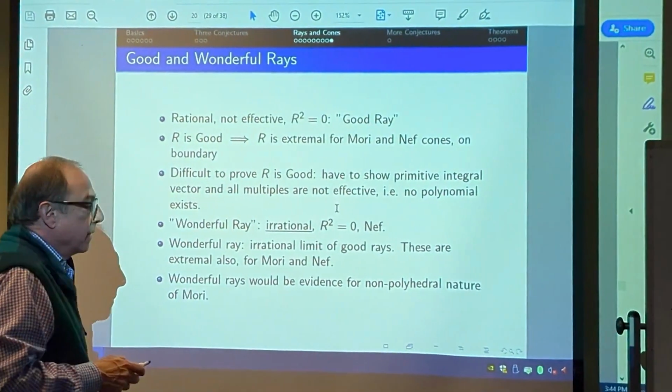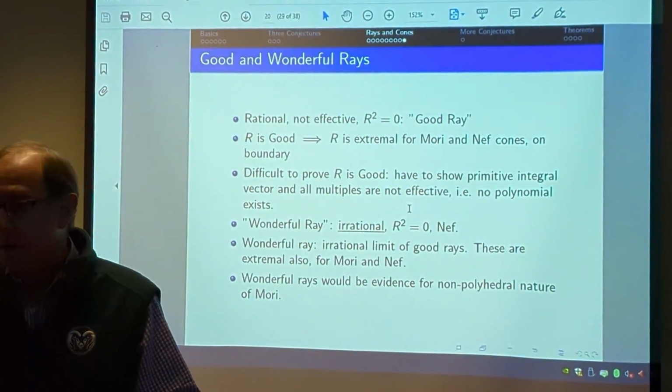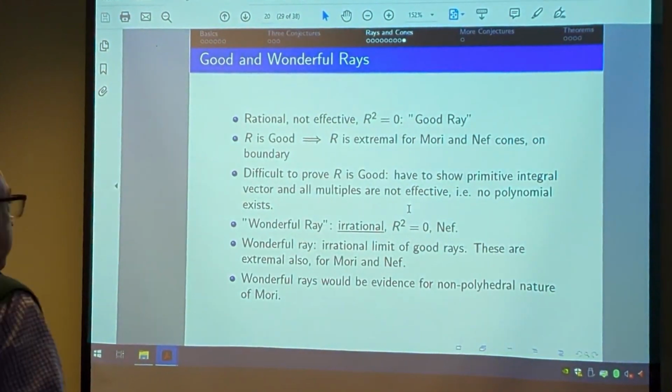Is it literally true that wonderful rays are automatically an irrational limit of good rays, or is that just how you would imagine it? No, that's a lemma you can prove. Okay, sorry.